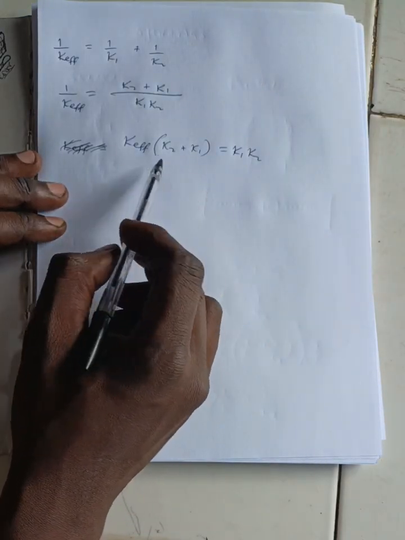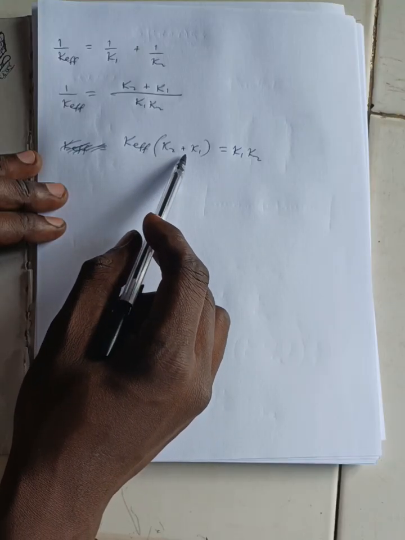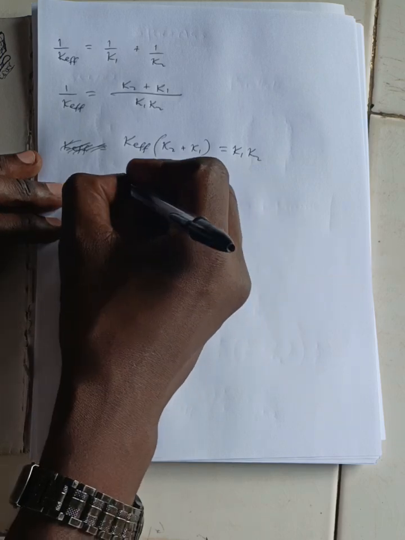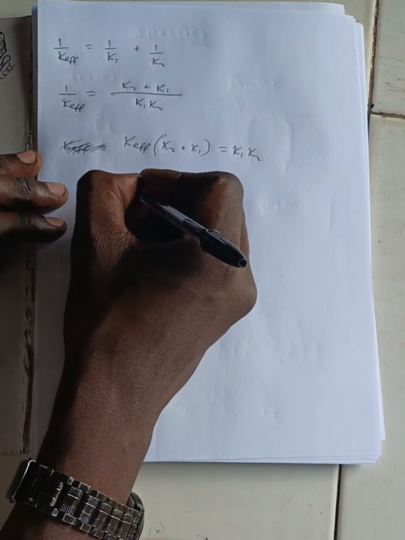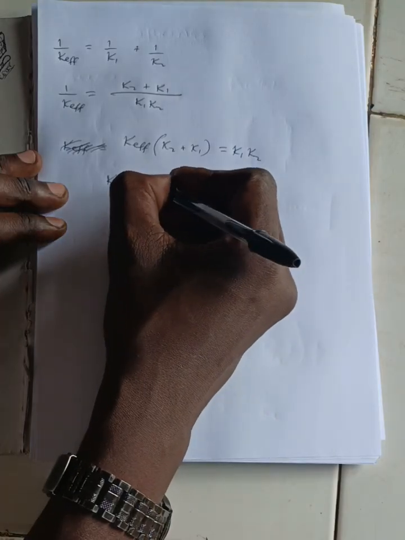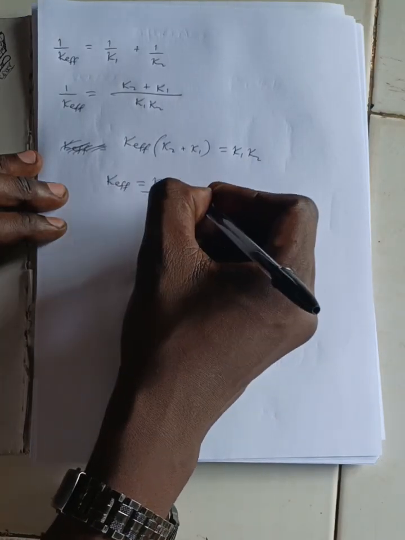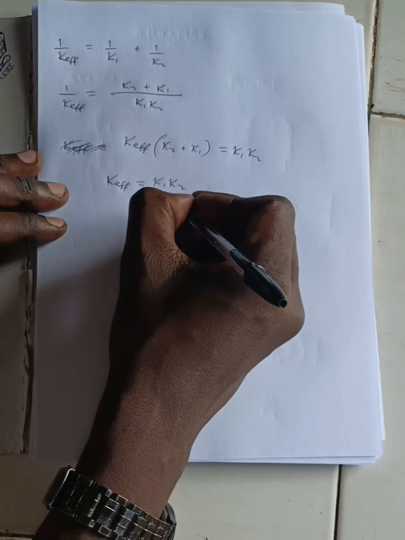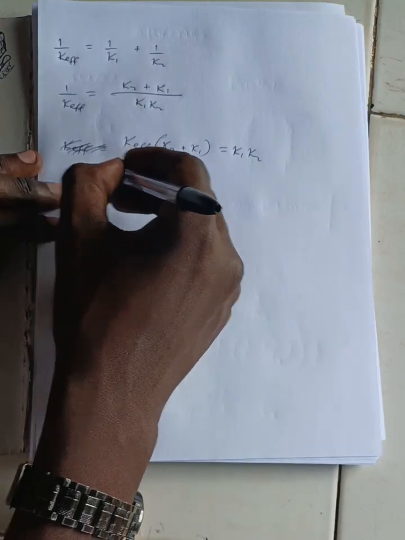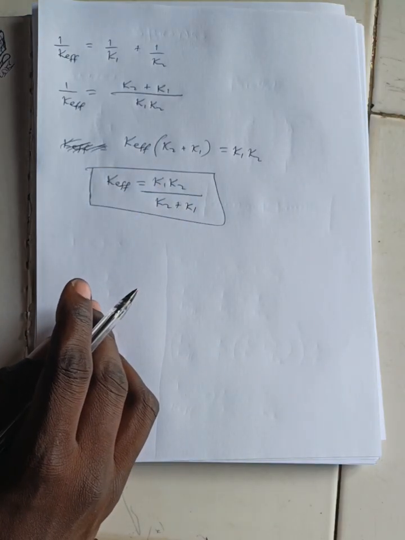Then, since we are looking for the effective spring constant, we're going to divide by K2 plus K1 here and there. When we do that, what we'll get is our KEF, which is our effective spring constant, will be equal to K1, K2 divided by K2 plus K1. So this is the formula that we can use to find the effective spring constant.